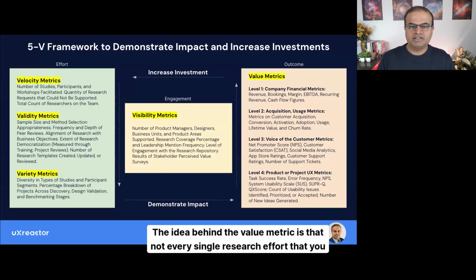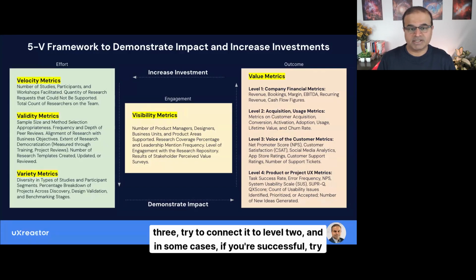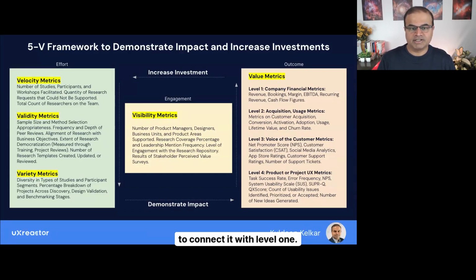The idea behind the value metric is that not every single research effort that you are engaged in would always directly connect to revenue. So this is essentially a laddering method to start off by collecting data, impactful data that is outcome driven at level 4, try to connect it to level 3, try to connect it to level 2, and in some cases, if you're successful, try to connect it with level 1.